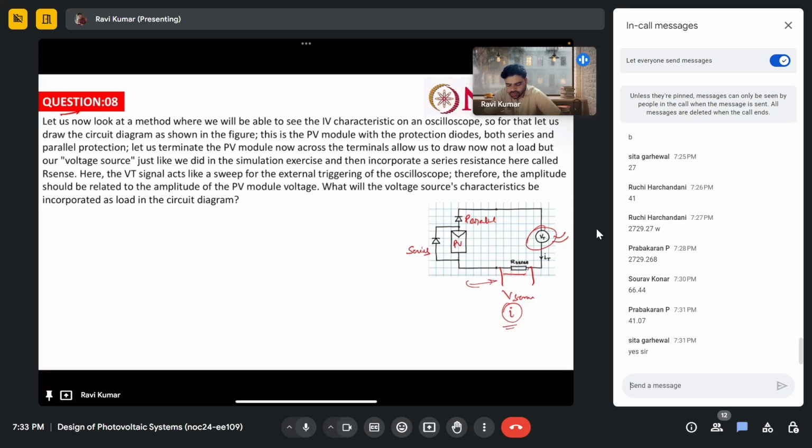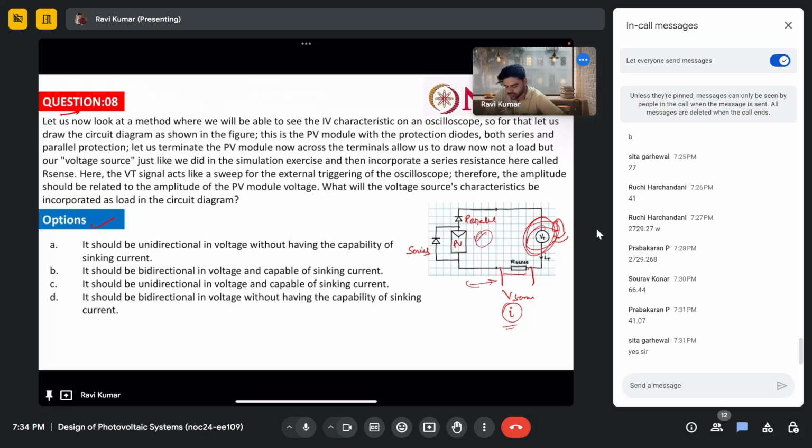So the maximum amplitude of this voltage should be equal to the module's VOC. So what should the voltage source characteristics be when incorporated as the load in the circuit diagram? It is simply asking what properties this voltage should have. And these are the options. It should be unidirectional in voltage without having the capability of sinking current. It is saying without having the capability of sinking current.